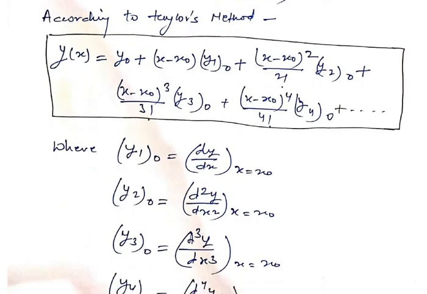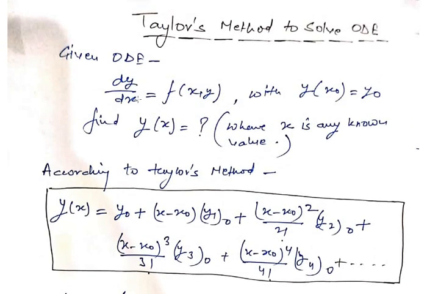Now dear students, as you know, the equation is always given in the form of dy by dx. It means y1 is always given to us. If I differentiate this y1, I will get the second order derivative d2y by dx2, meaning y2. If I differentiate y2, I will get y3. If I differentiate y3, I will get y4. And when I put x equals x0, I will get the values of y1 at 0, y2 at 0, y3 at 0 and y4 at 0.